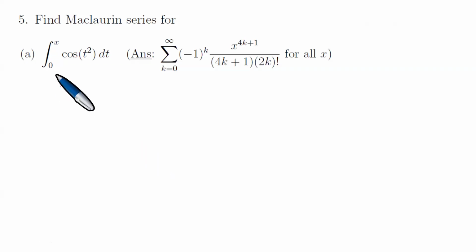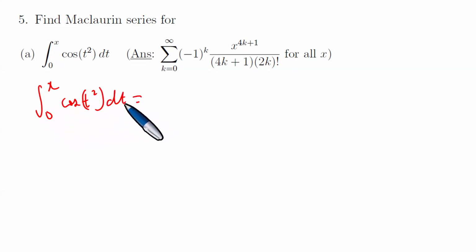To do this one, you need to start by saying you have the integral of 0 to x, then you have the cosine of t squared, and then you have dt. So now you need to remember. These are the things you need to know. You need to have the formulas for the Maclaurin series of the cosine.